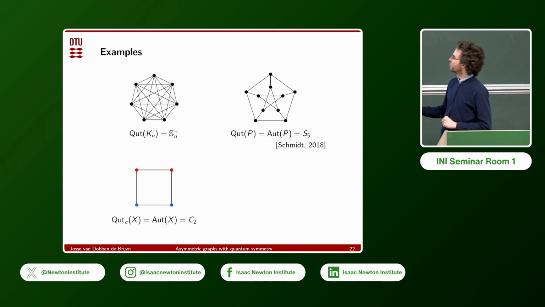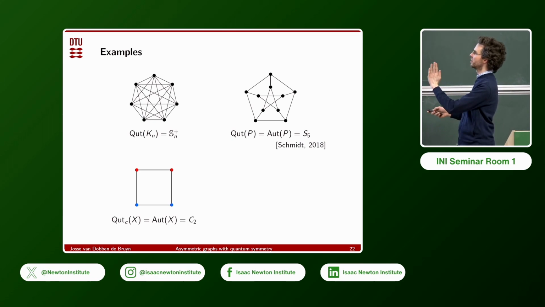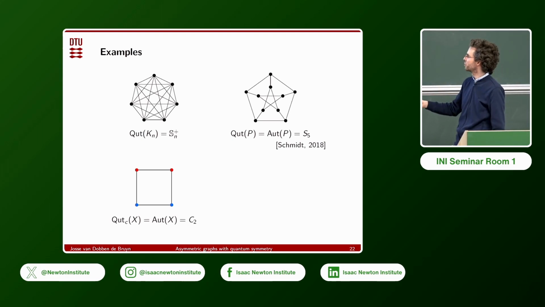Now here's an example of a colored graph with more than one color. So we have two red vertices and two blue vertices. Here the only classical automorphisms are the identity and the reflection about the y-axis, because the other automorphisms of the square don't preserve the colors. And you can show that these are also the only quantum automorphisms.